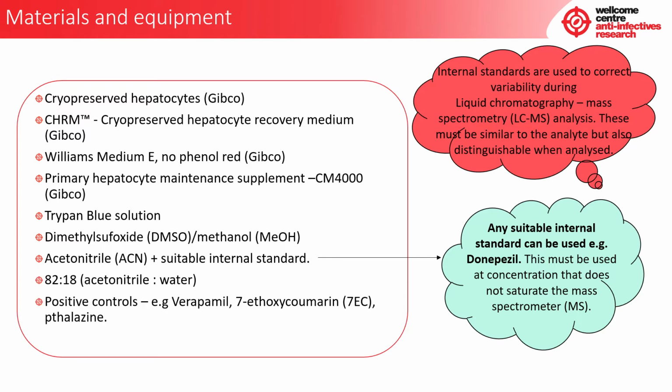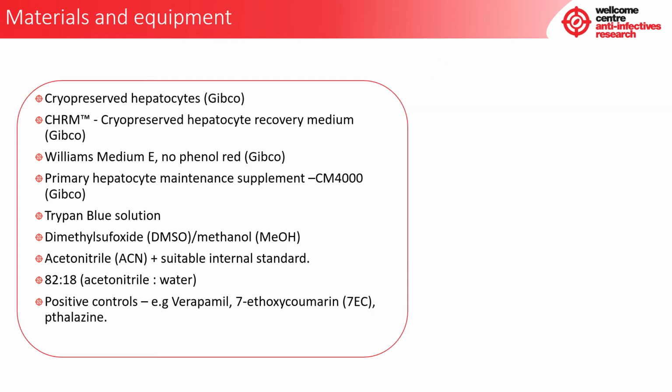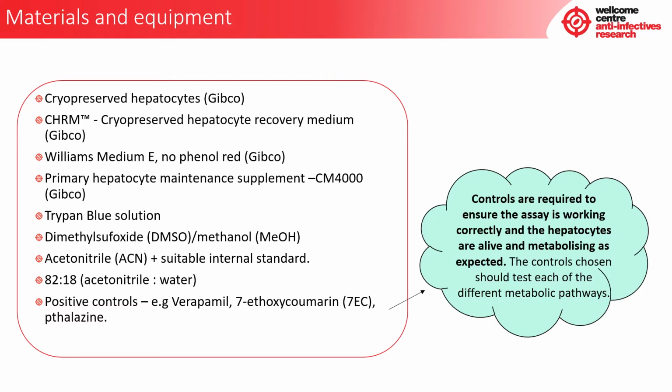You will also need 8218 acetonitrile water and positive controls such as verapamil, 7-ethoxycoumarin, and thalazine. Controls are required to ensure the assay is working correctly and the hepatocytes are alive and metabolizing as expected. The controls chosen should test each of the different metabolic pathways.